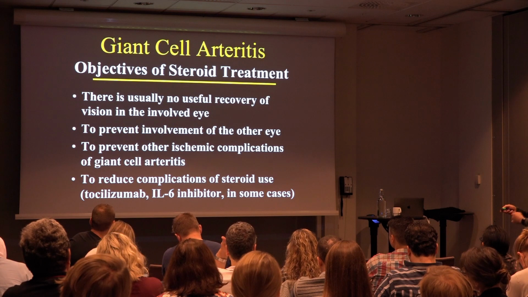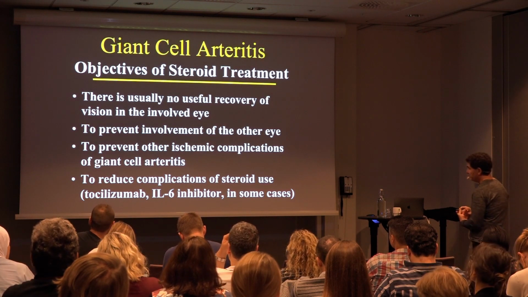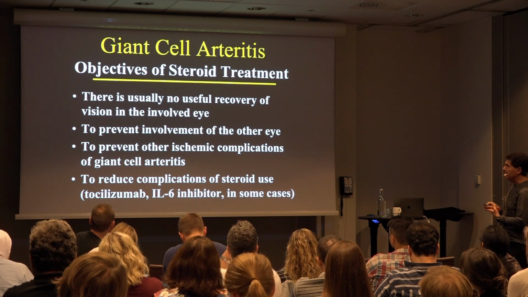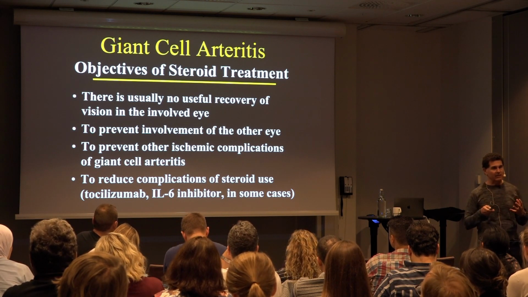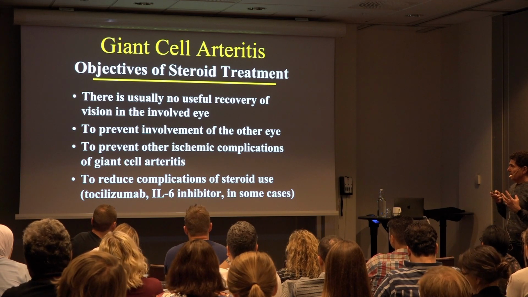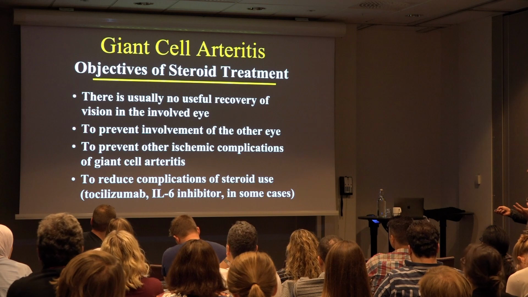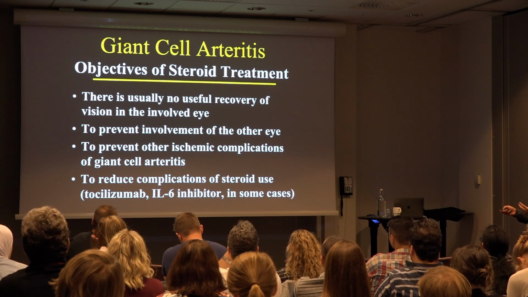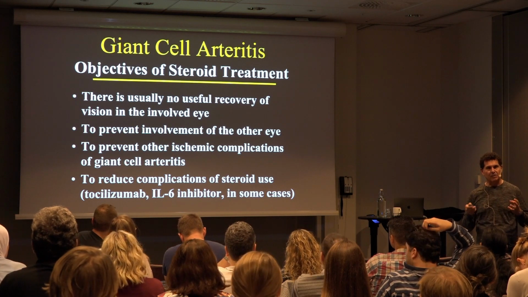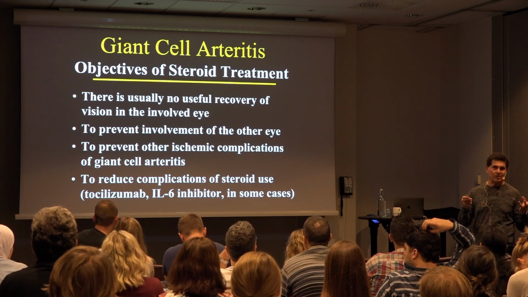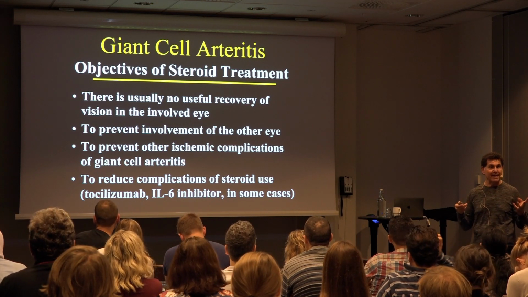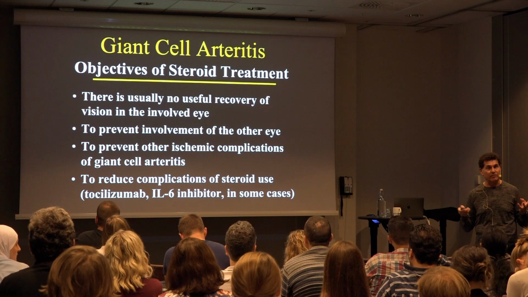So, just to end up, the objectives of steroid treatment. First of all, there's usually no recovery of vision in the involved eye. You're trying to prevent further loss or involvement of the other eye. And you want to prevent other ischemic complications of the disease. Now, here's an important question that people ask. Number one, should I use IV steroids or oral steroids? And how long after I start treatment can I be sure that nothing bad's going to happen to the patient? They're not going to lose more vision.